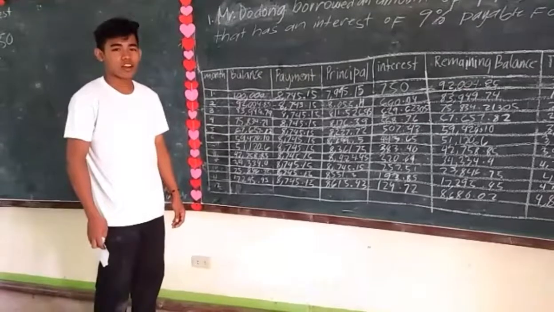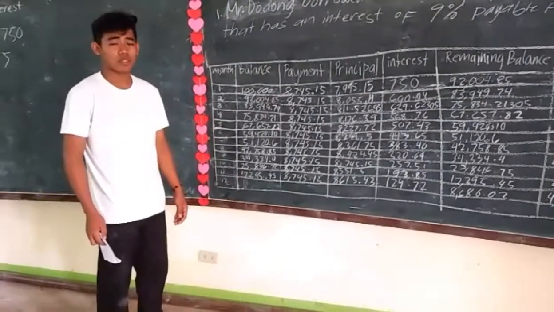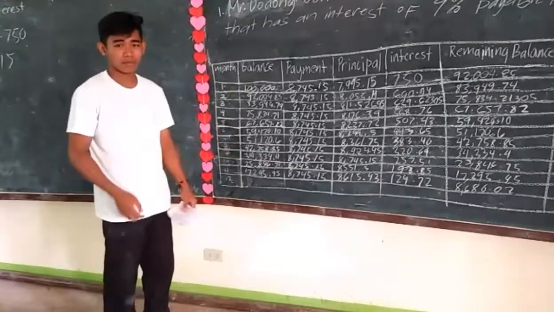Okay, here we are on the last column. In this part, we can now determine who is telling the truth. Is it Mang Dodong or Mr. Mongo?